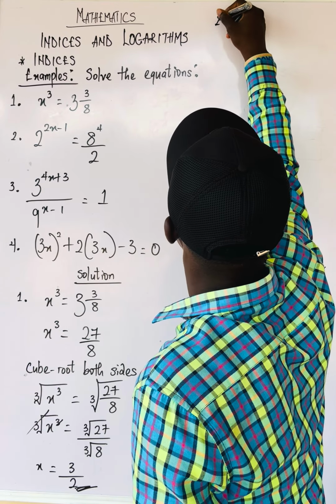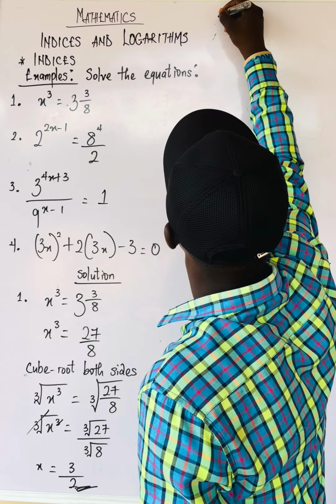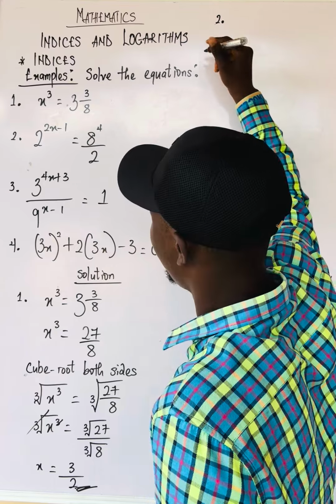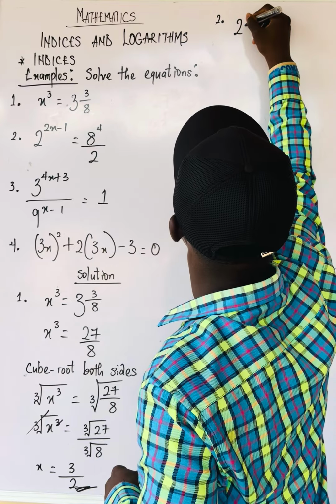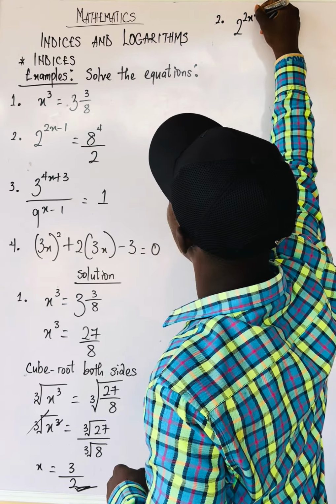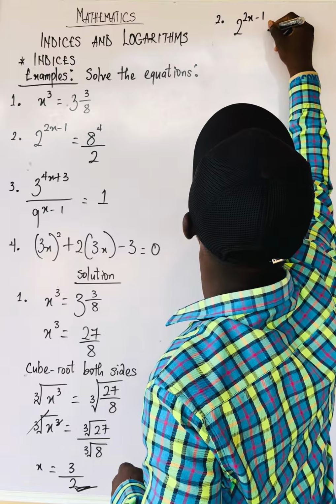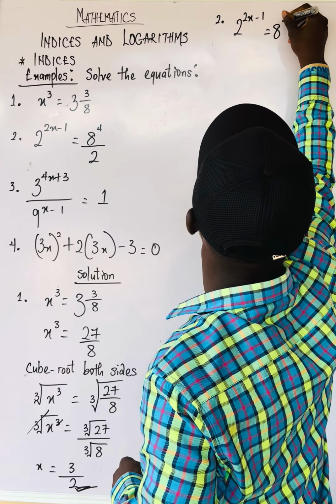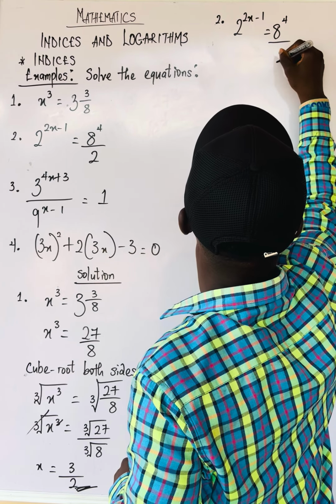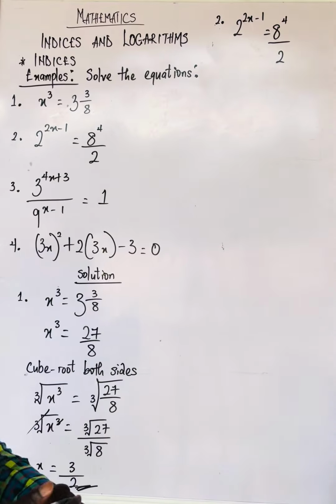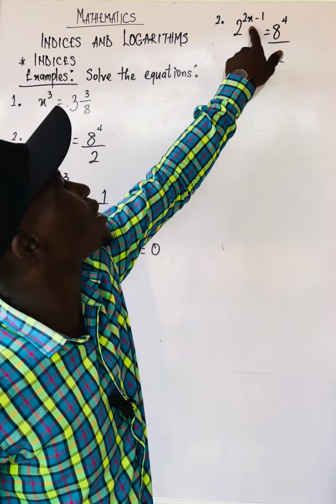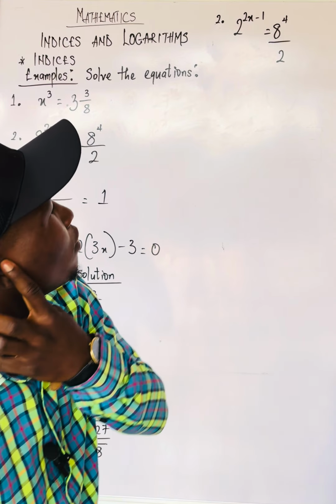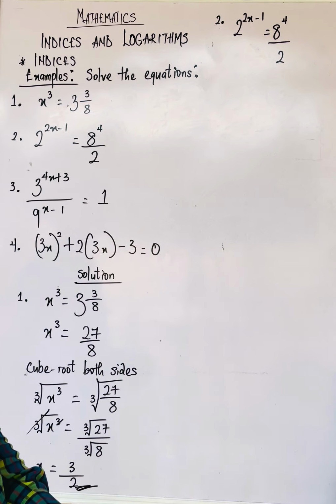Let's solve question 2 together. Now question 2 says 2 to the power of 2x minus 1 equals 8 to the power of 4 over 2, right? Now look at it. I have 2 to the power of 2x minus 1 equals 8 to the power of 4 over 2.